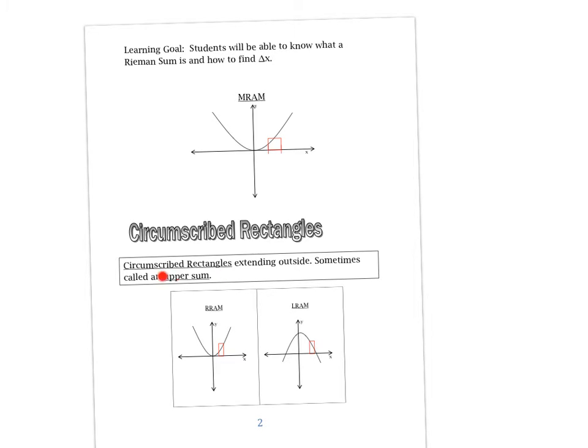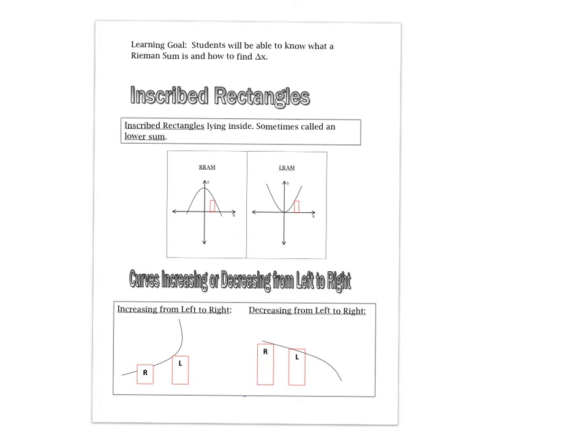So, yeah, if it's circumscribed, that means that it's an over approximation. We could see here that both LRAM and RRAM could be over approximations depending on the curve. These are inscribed, and these are going to be an under approximation or a lower sum. So you could see that it's going to be a little bit less than the actual area underneath the curve. Here we have some different ideas on how a right and a left would look and how it's an over and under. So a lot of little different examples here.